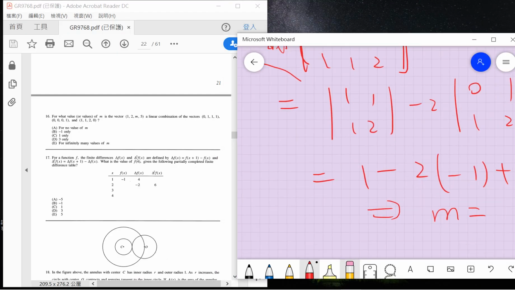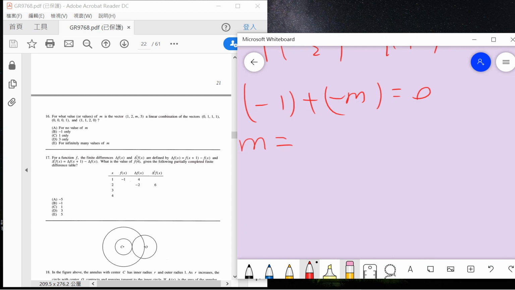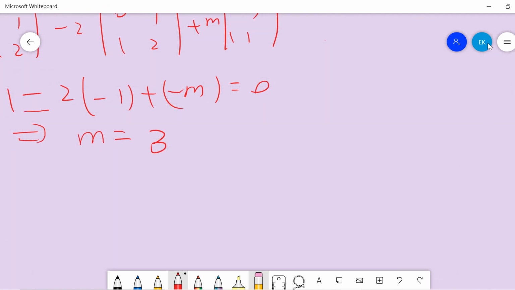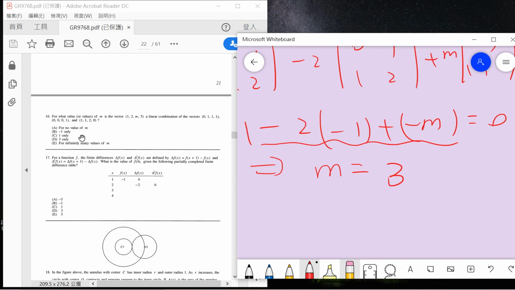So m is 3. This tells me that m is 3 from this equation. And fortunately, there is an answer. So the answer is D, 3 only.